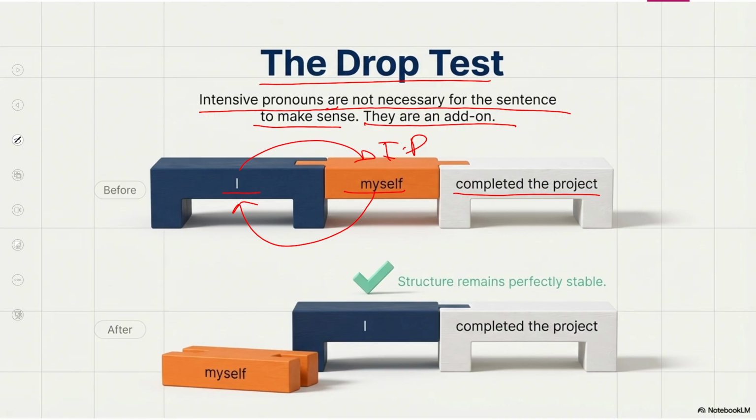Now, look at this. This is before and after. We have removed this pronoun here. I completed the project. It means both sentences are giving the same sense. If we remove this intensive pronoun, there is no impact on the sentence. It means that we can drop the intensive pronoun in the sentence. They are not necessary for the sentences.